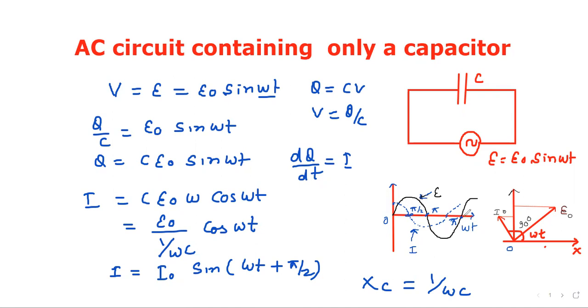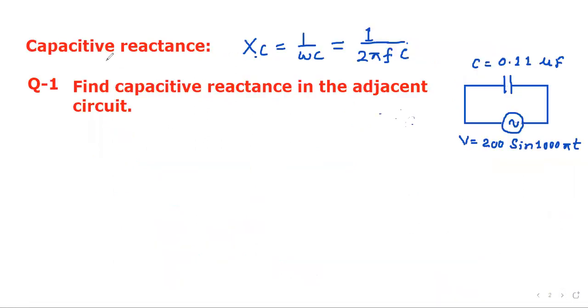So this line represents voltage, and this graph represents current. And this is the phasor diagram in which this is voltage and this is current. So current is leading by a phase angle of 90 degrees to the voltage, and this angle is omega t. This is the x-axis. Now, capacitive reactance Xc equal to 1 upon omega C, which is equal to 1 upon 2 pi fC.